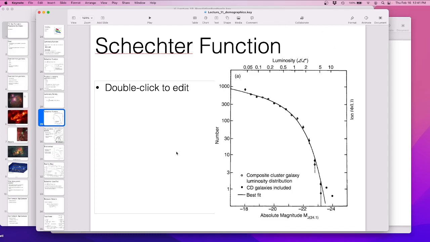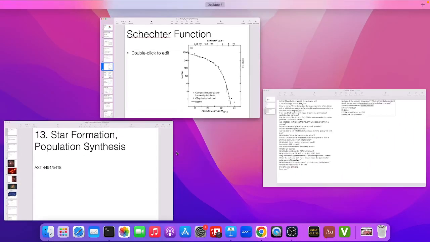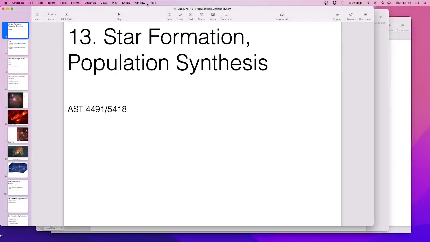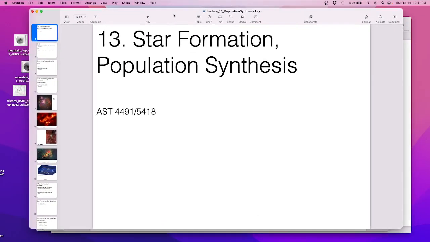I'm going to start talking about star formation. I've got like 10 minutes left, so I'm going to just kind of mumble some lightweight stuff about where stars come from.